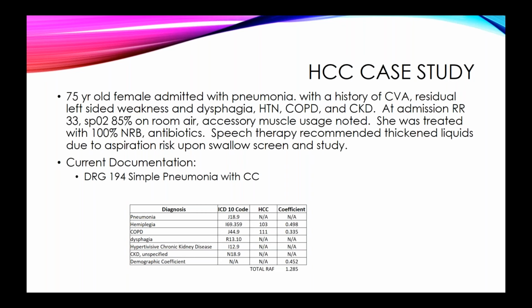Based on the current documentation and how this is worded, we would end up in DRG 194, simple pneumonia with a CC. So we've got unspecified pneumonia. Our hemiplegias are a CC here. We did get an HCC on here for the hemiplegia and COPD. There are the coefficients.